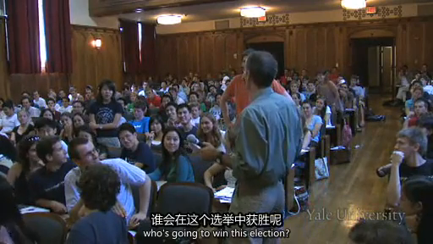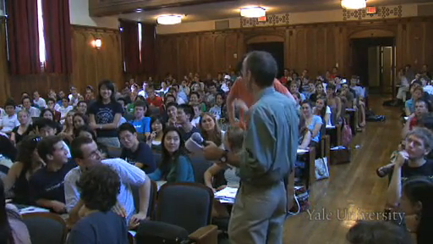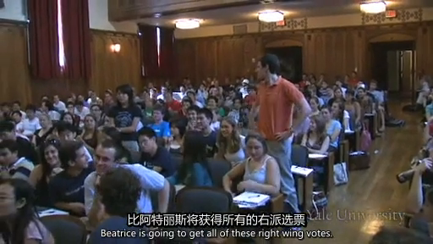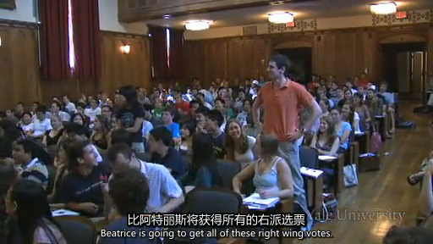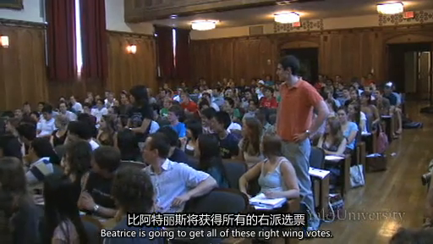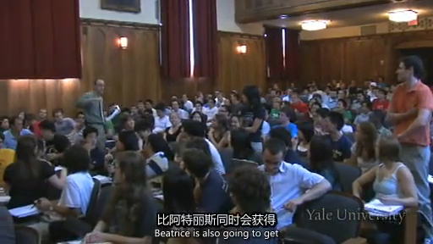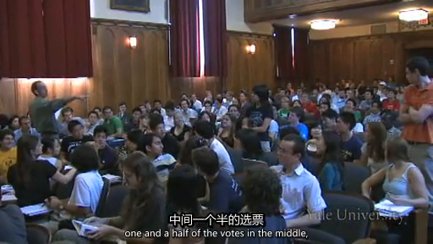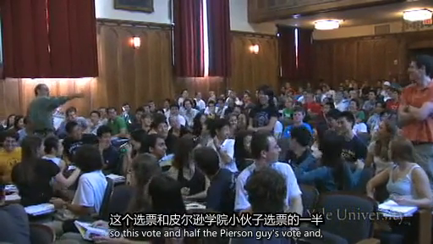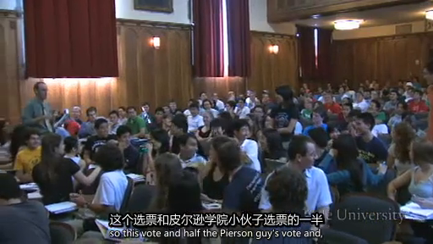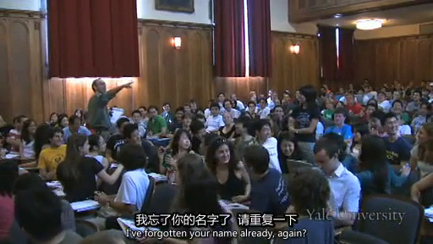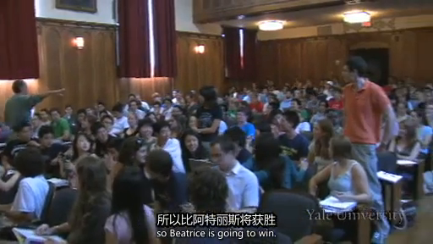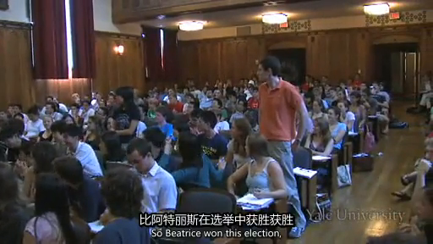Who's going to win this election? Right? Beatrice is going to win this election, right? But let's just check that. Beatrice is going to get all of these right-wing votes, right? Beatrice is also going to get 1.5 of the votes in the middle. So this vote and half of this guy's vote, right? And I've forgotten your name already again. And Alex is going to get all the left-wing votes, but there aren't enough left-wing votes here, right? So Beatrice is going to win. All right, so Beatrice won this election.